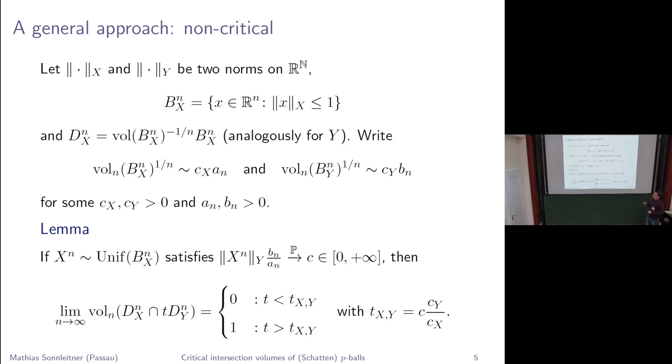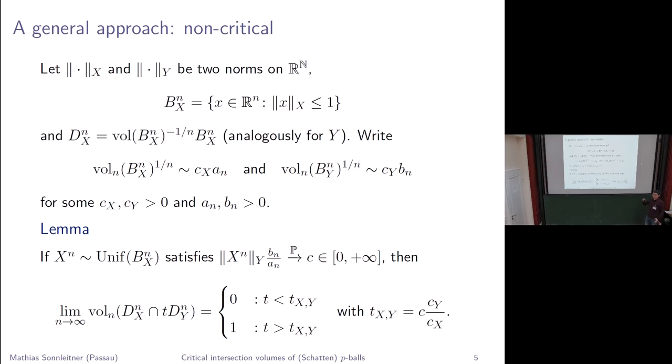These have in common this norm X, so there are restrictions of this infinite dimensional object, and we can normalize now these balls to a volume 1 and also do the same for Y. And then we can write the volume, so it will be convenient to write volume to the 1 over n, so this volume radius in terms of its asymptotic expansion. We have some leading constant in front, and a_n characterizes the behavior in n.